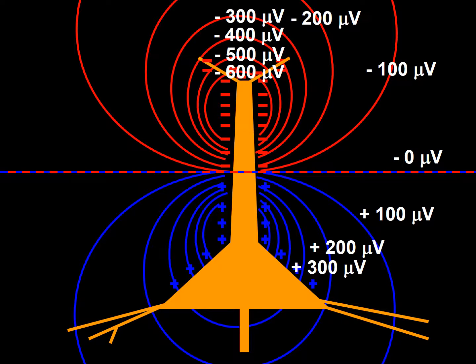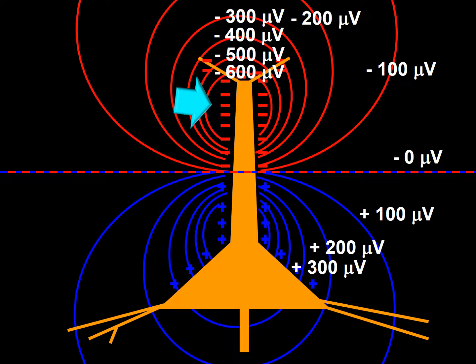In this frame, I have added values in microvolts to some of the isopotential lines to illustrate the relation with each other. As you can see, this isopotential line is minus 100 microvolts here, and also minus 100 microvolts in the isopotential line pointed by the arrow. This other one is negative 600 microvolts.